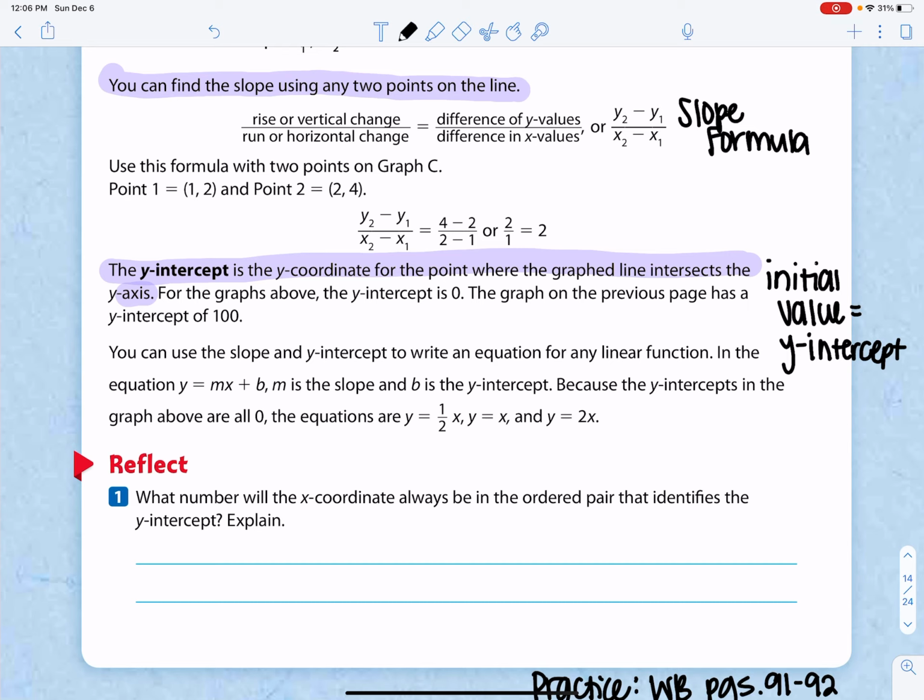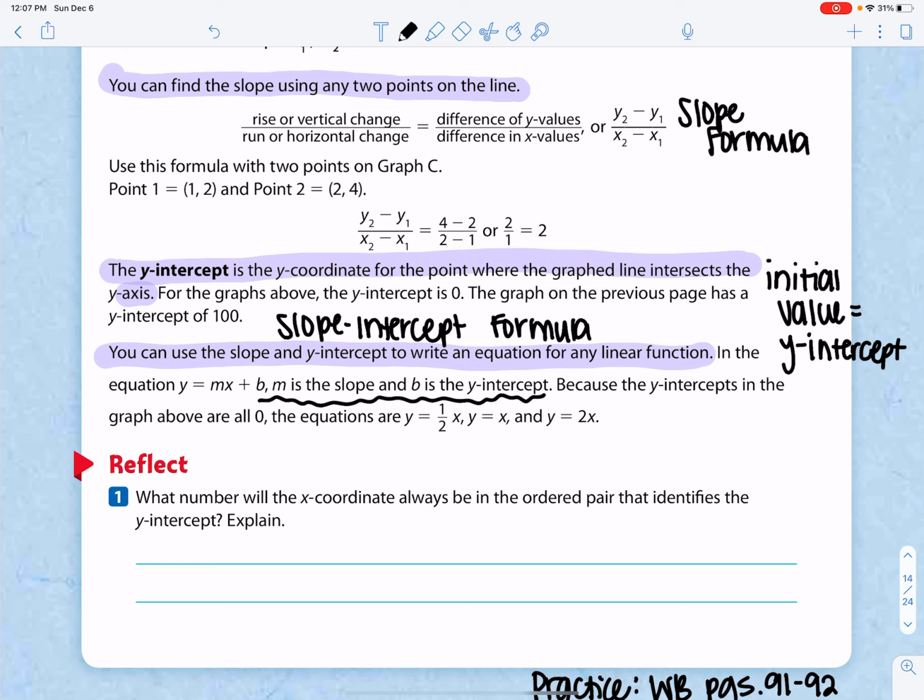You can use the slope and y-intercept to write an equation for any linear function. So literally all you need is a slope and y-intercept, and you can write that slope-intercept formula, which is why you can probably see why it's called the slope-intercept formula. In the equation y equals mx plus b, m is the slope and b is the y-intercept. Of course, we've already talked about that, but in case you did not know, that's what it means.